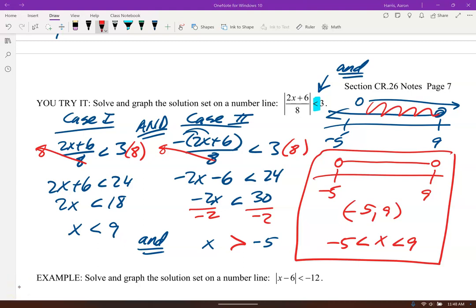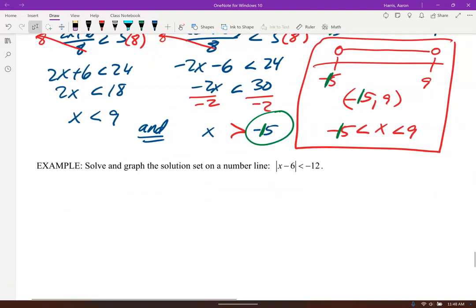Guys, I'm sorry. This just got pointed out. That's not a negative 5. That's a negative 15. I'm sorry. 15. There we go. Sorry about that. 30 divided by 2 is not negative 5. Negative 15. Thank you. All right.